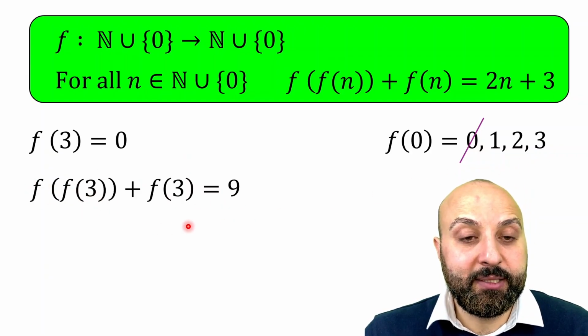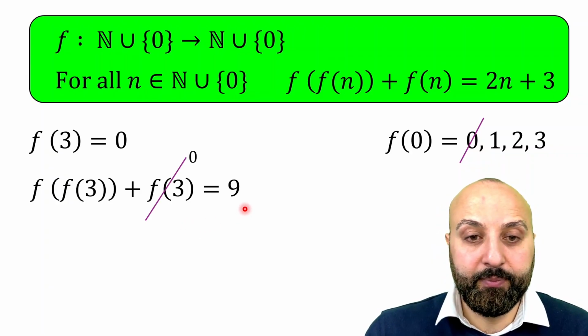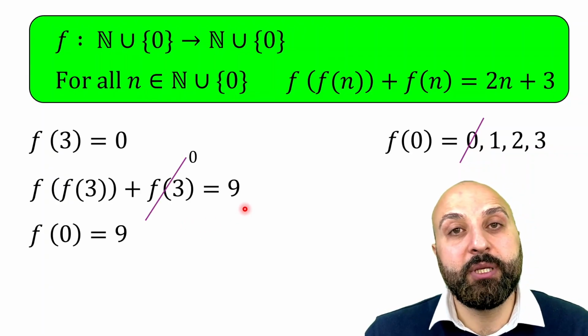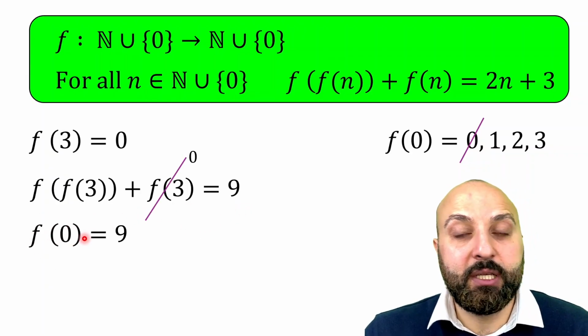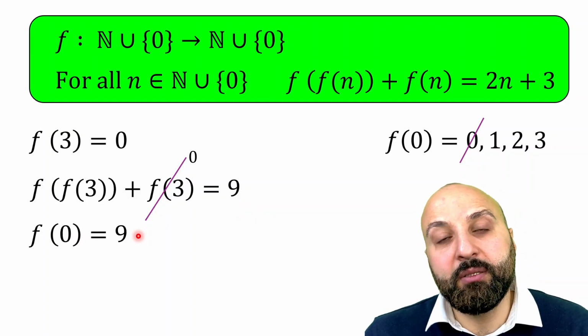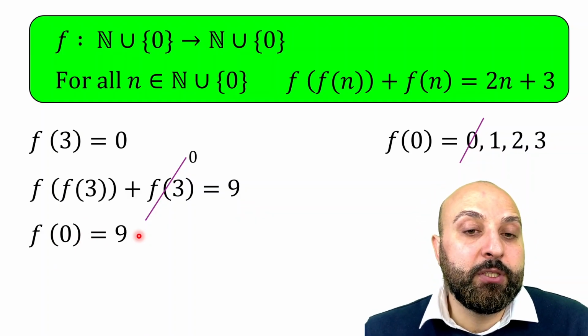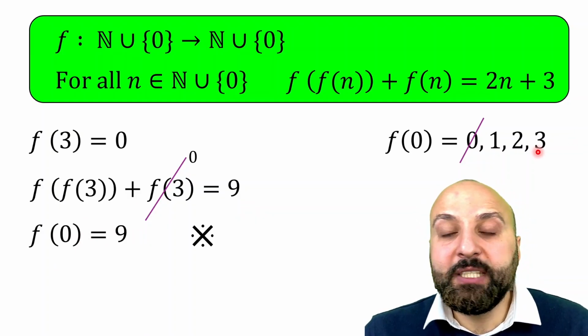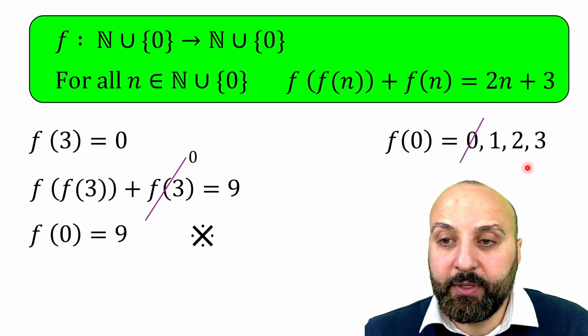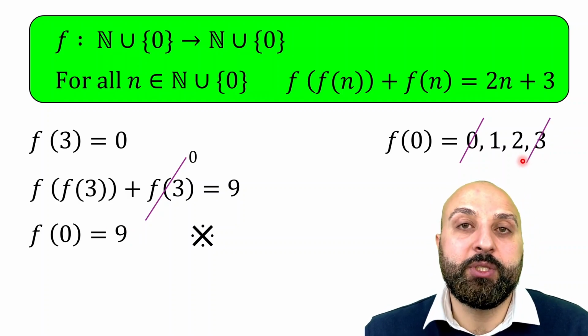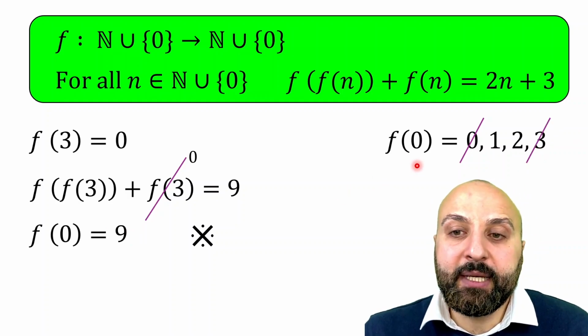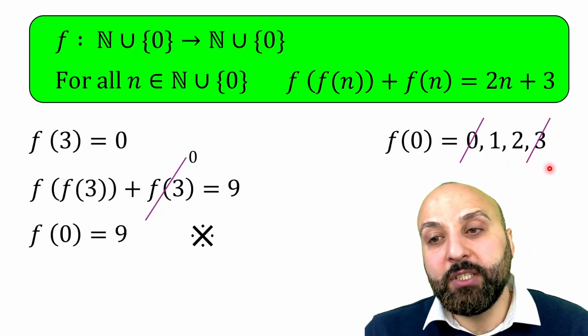So in that case, 3 plus 0 is equal to 9, which is not possible, because what we get here is that f(0) has to be 9, and before we said f(0) is 3. So this is not possible. Therefore, f(0) cannot be equal to 3. We also eliminate this option. So far we said that f(0) cannot be 0 and f(0) cannot be 3.